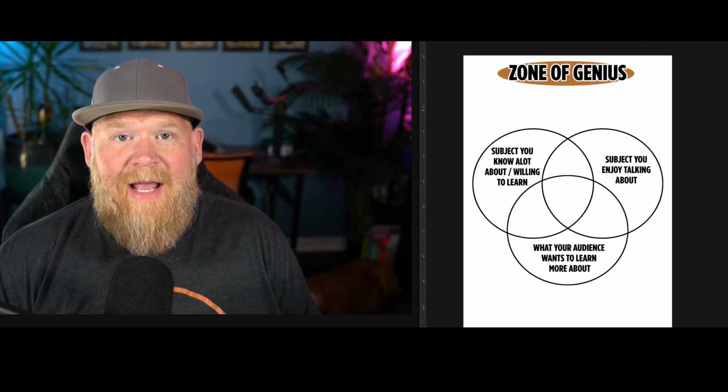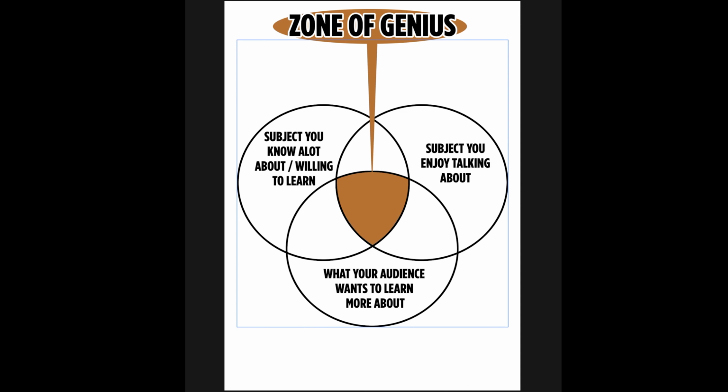So now that you have all 3 of these sections, we're going to be looking at this center space called the zone of genius. This is where you're going to be targeting your market, not only in a well-defined and detailed manner, but also in a way that people are actually going to be searching you out and finding the content you're creating. And for an example, we're going to be talking about this video right here.